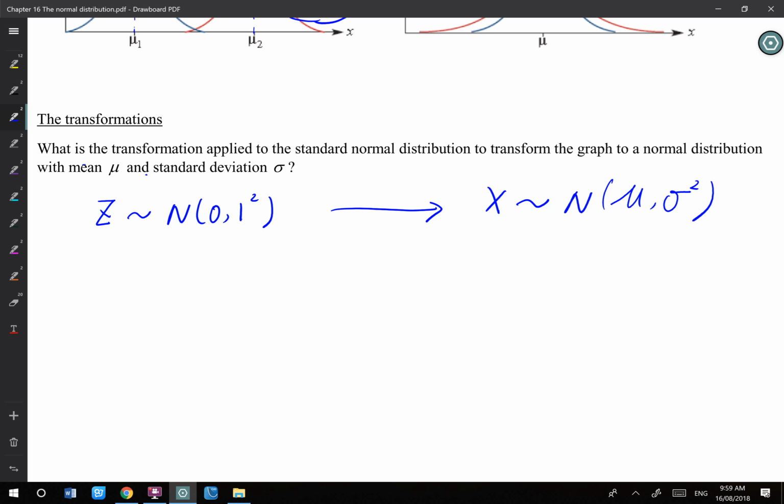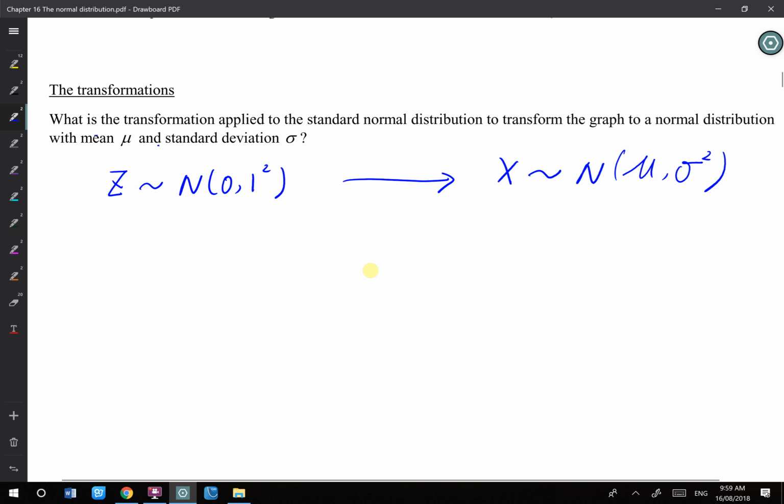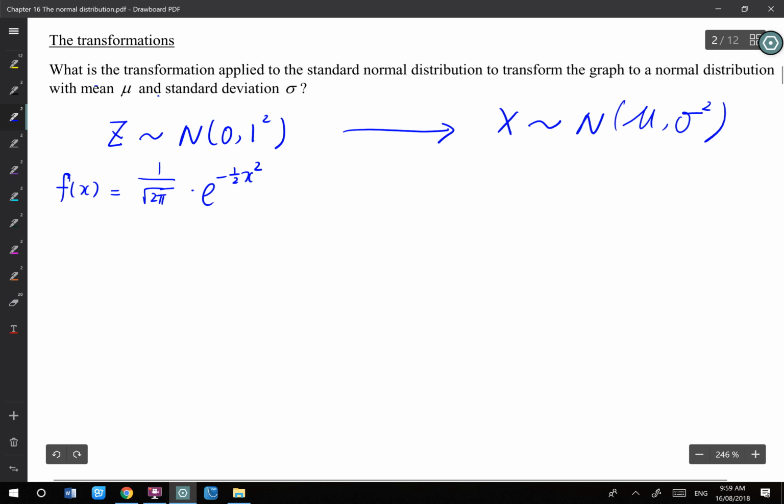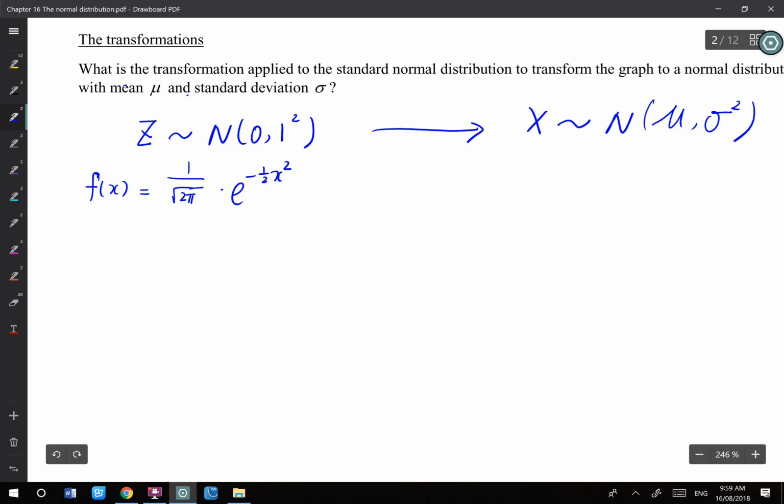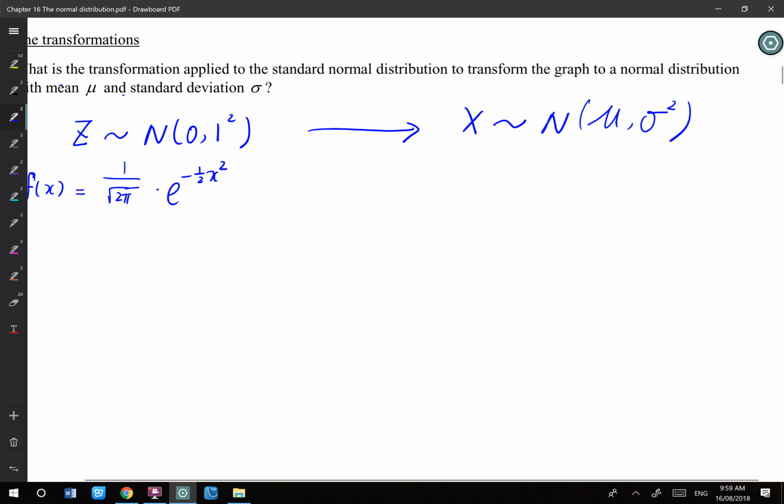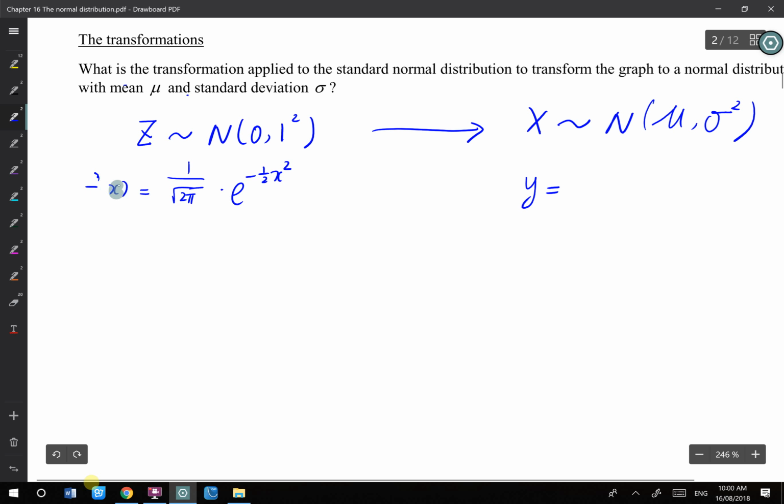Okay, now that we know this, let's talk about the transformation from a standard normal to a normal distribution with mu and sigma squared. If I have my density function here, f(x) equals 1 over square root 2 pi times e to the power of negative a half x squared. This is my standard normal distribution density function. Instead of using f(x), I will use y, it's easier. Y equals that.